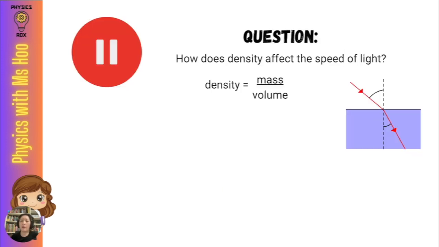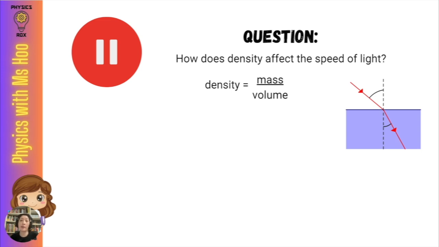So let's take a pause first. My question to you is, how does density affect light? See, density is a calculated value where we take the value of the mass divided by volume. So density is the mass per unit volume. One of the first ways we learned and understood density is by comparing the density of materials against water.